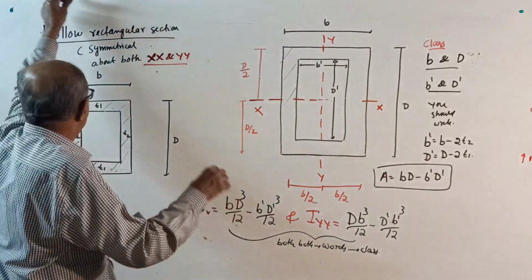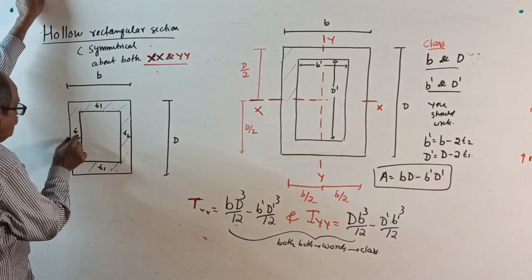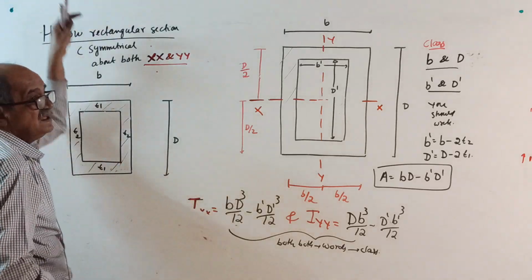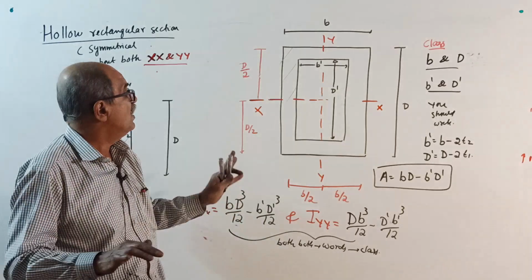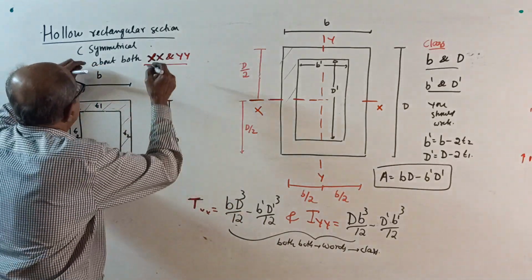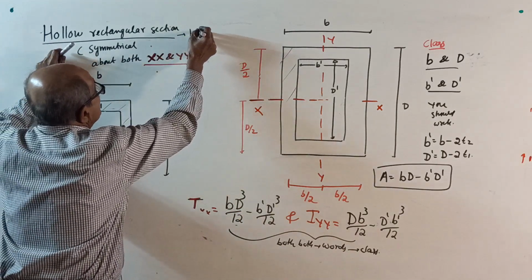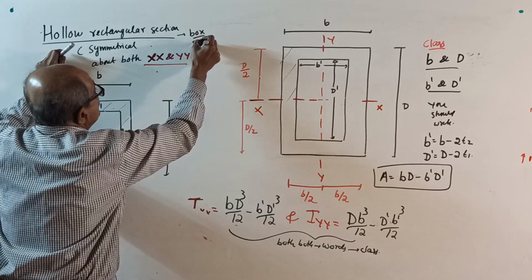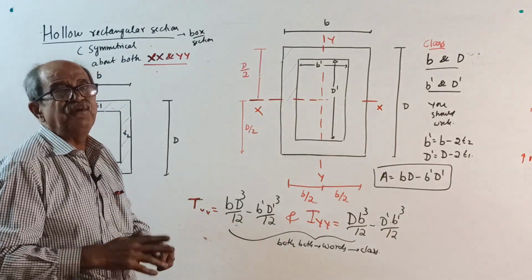Later I may give you 20 mm here and 30 mm here, 25 here, 15 here. That all I will cover later. But usually when they give a hollow rectangular section, write a note here. Some people call this a box section. In such cases, very fast you can do.